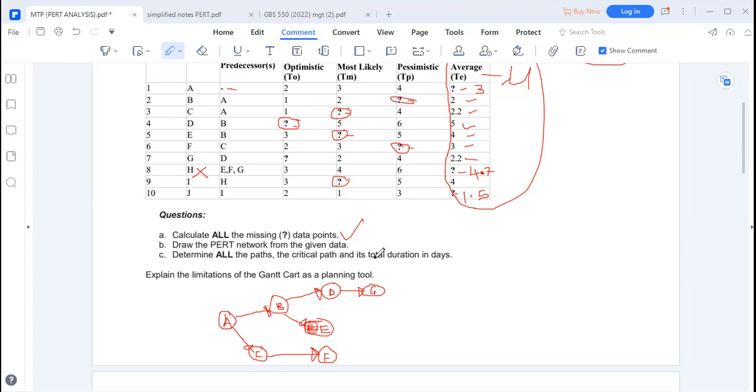Then from here, we can read that after all these three activities complete, E, F, and G, after all of them complete, we are going to have an activity, which is activity H. This is what is going on. So H has come in after all these three complete.